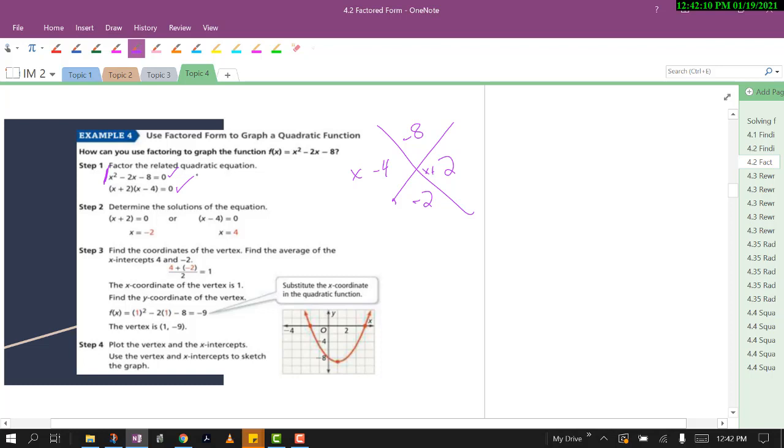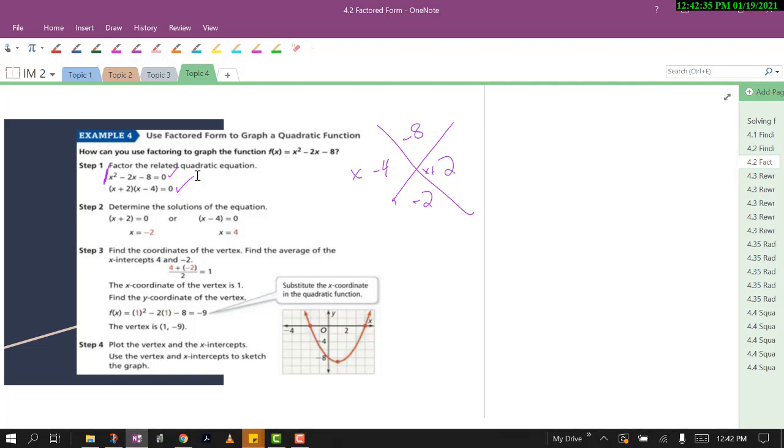So now we set each factor equal to 0. So x plus 2 equals 0, or x minus 4 equals 0. In that first one, you're just subtracting 2 from both sides, so you get x equals negative 2. You don't need to write that minus 2 if you understand where it's coming from. And similarly, x minus 4 equals 0. You add 4 to both sides, x equals 4. So we have our two zeros.